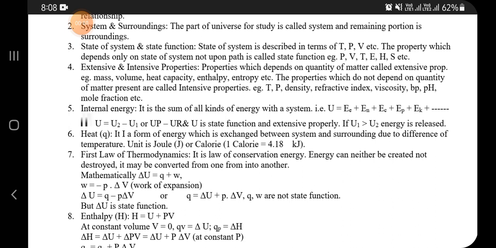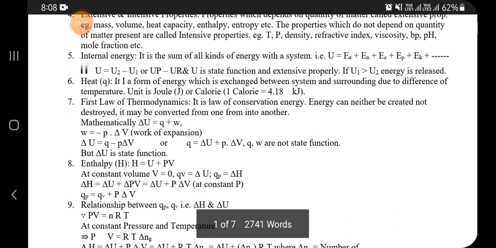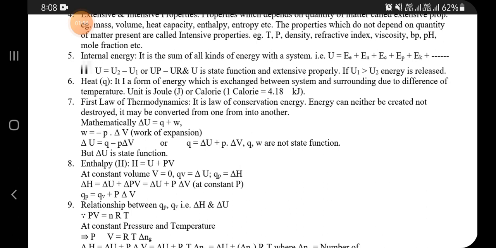Extensive and intensive properties. Properties which depend on quantity of matter are extensive properties. Example: mass. And the properties which do not depend on the quantity of matter present are called intensive properties. Example: temperature. Internal energy is the sum of all kinds of energy within a system, and it is a state function and extensive property.